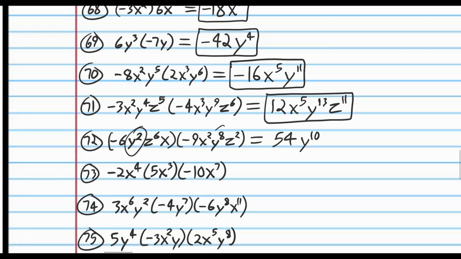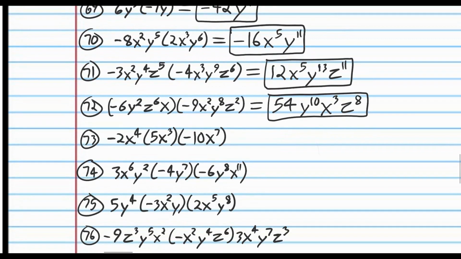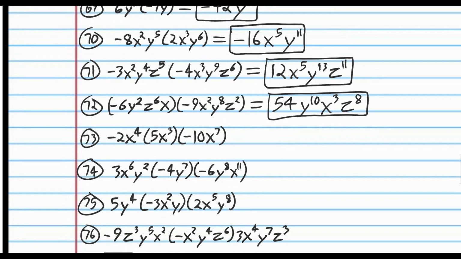And notice that these numbers don't have to be in any kind of order. The y comes first on this one, the y comes second on that one. That's okay, it doesn't matter. You still combine the y's and the x's and so on and so forth. X to the first power times x to the second power is x to the third power. And z to the 6th times z to the second is z to the 8th. And I'm just double checking that. Everything looks good. So if you got 54, y to the 10th power, x to the third power, z to the 8th power, good job.